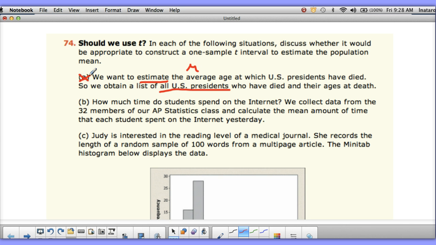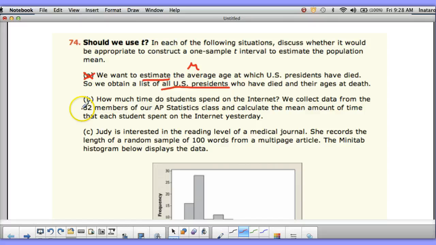The second question here, how much time do students spend on the internet? We collect data from the 32 members of our AP Statistics class. So 32 is good. Our sample size is larger than 30. However, if we're going to use this interval to estimate the time that all MA students spend on the internet, well, I don't know if AP Statistics students would be representative of all MA students. So yes, we could do a one sample T interval, but I don't know if it would be appropriate to use it to estimate the population mean.